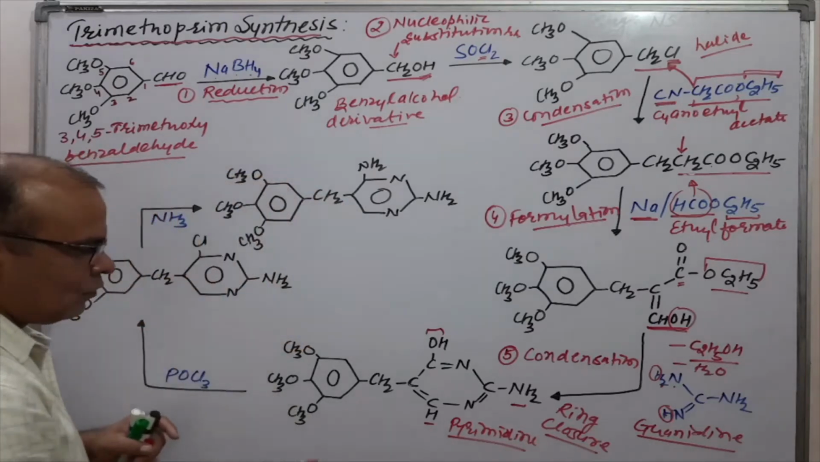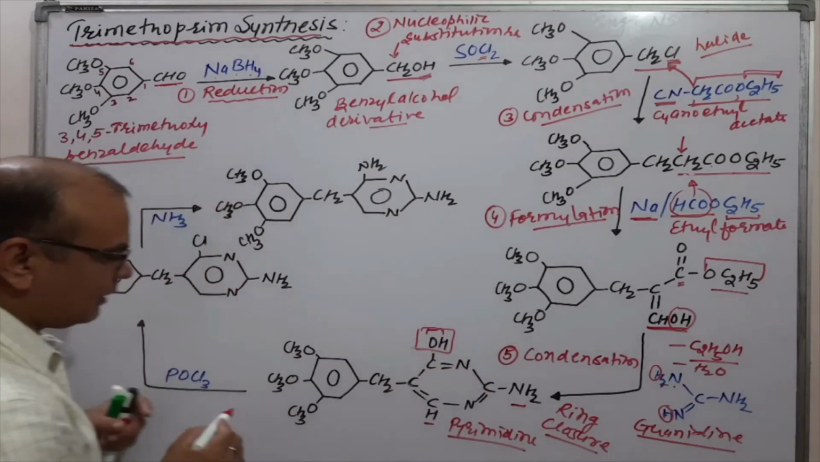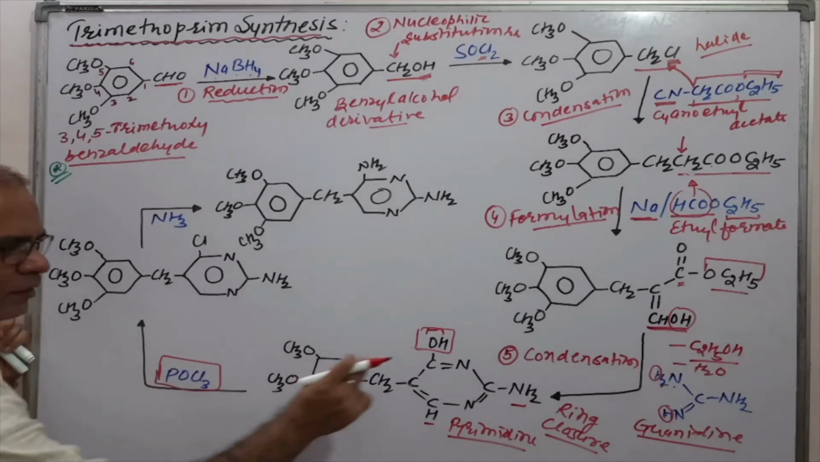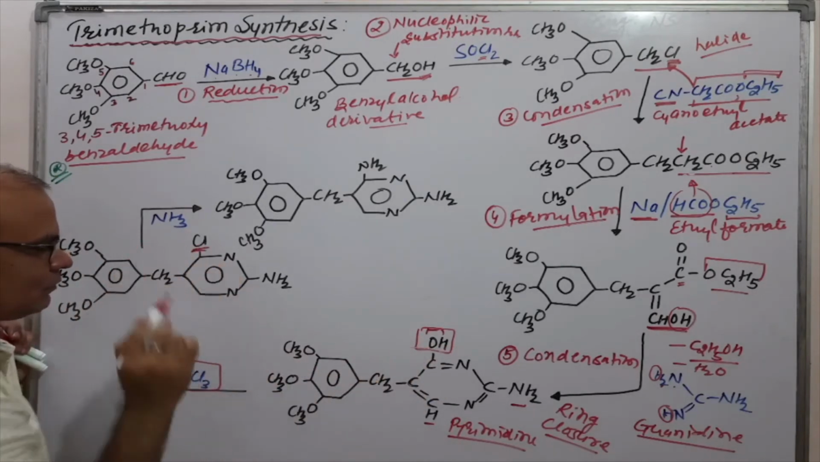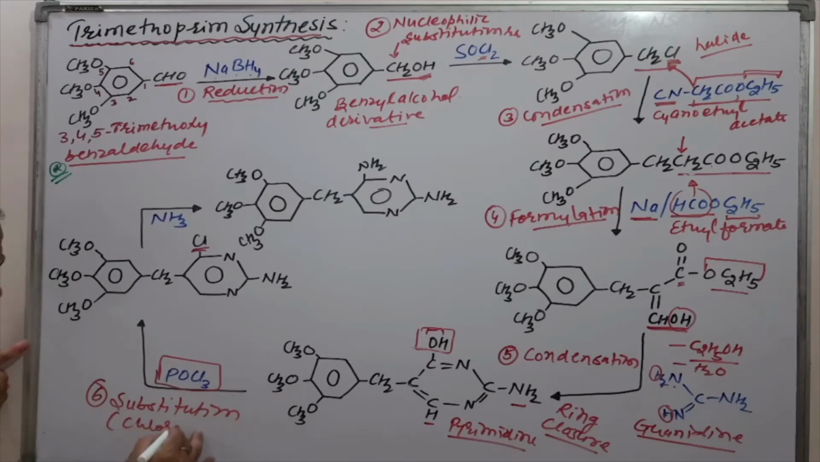Here see what will happen. Here the OH group is there. The OH group is easily substituted by phosphorus oxychloride. What will happen? Here OH will be replaced by the respective chlorine. Then this is simply chlorination. We can say that reaction number 6 is simply substitution, simply substitution reaction. Okay, or we can say chlorination.